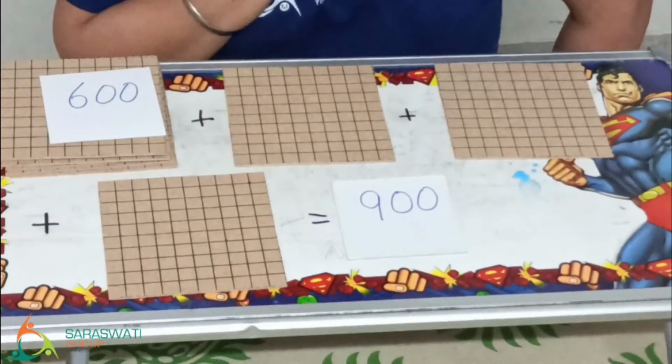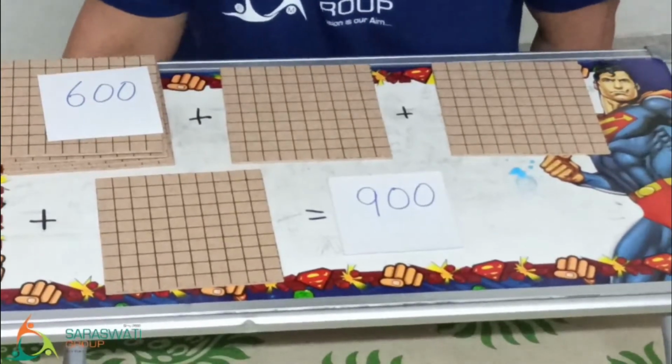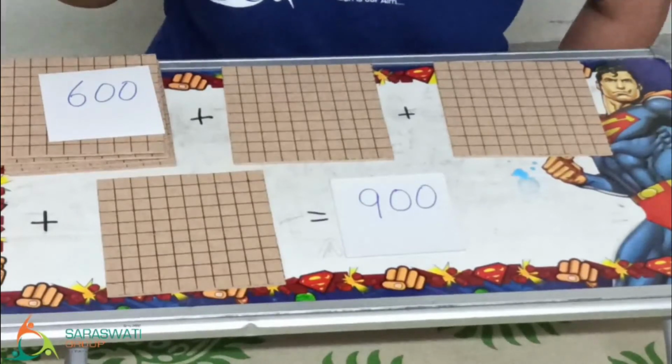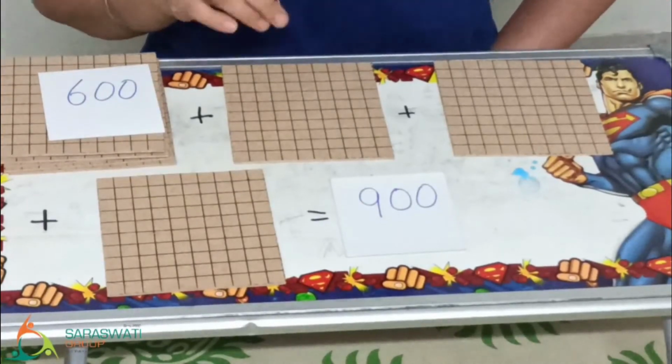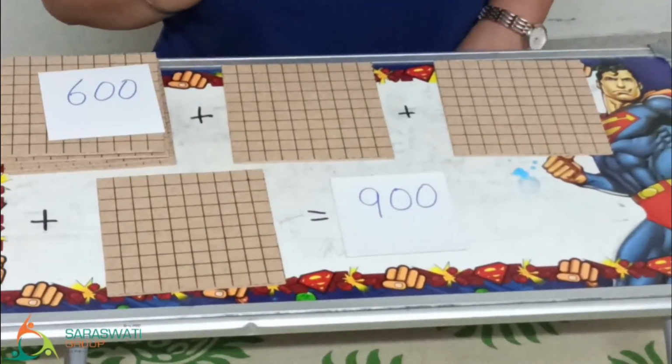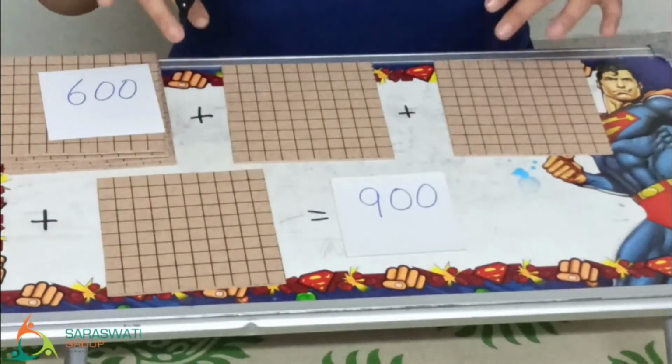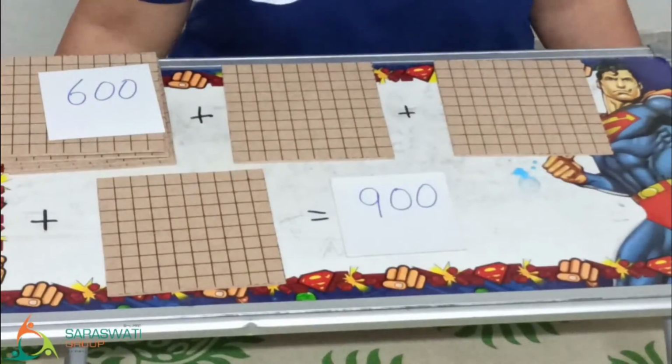And if I add one more grid to it, it will give me 1000. So children, I hope you all are clear with how to add grid, right? And it is already mentioned in your books also, right children? So this is the way how you count the numbers with the help of grid.